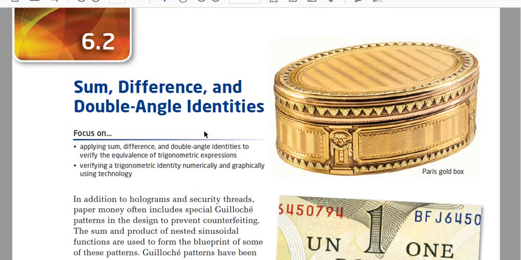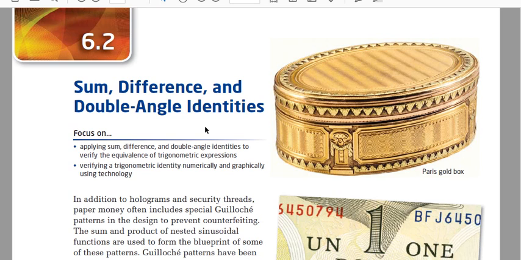On sum, difference, and double angle identities from the textbook, section 6.2 in the McGraw-Hill Ryerson Pre-Calculus 12 textbook. And we're looking at page 299 here.